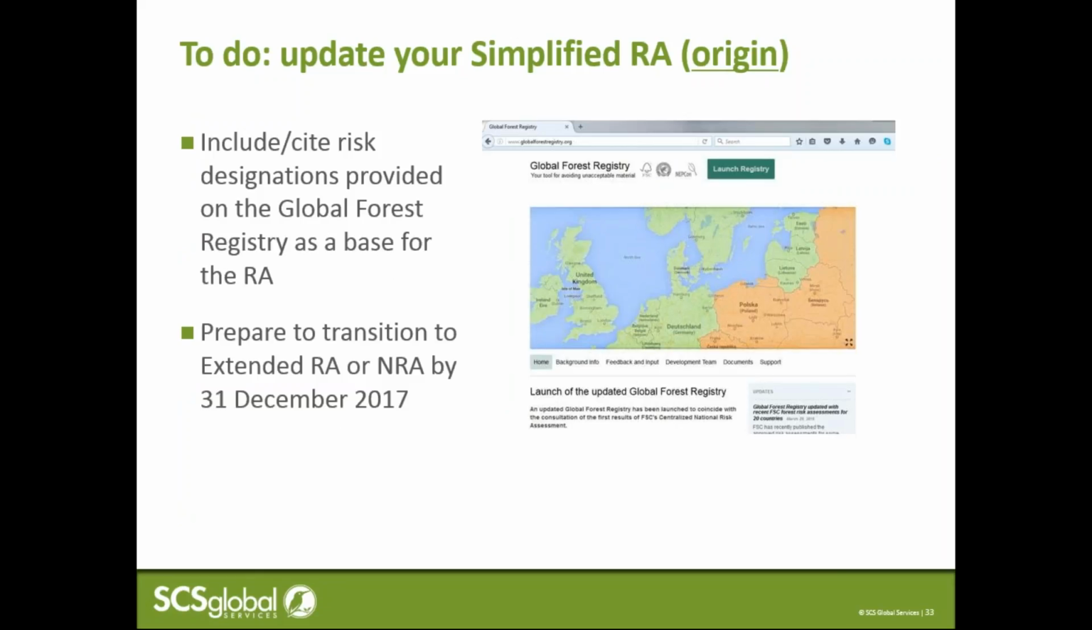Additionally, as we highlighted earlier, you will need to update your simplified risk assessments to include the risk designations provided on the Global Forest Registry as a base for the risk assessment.